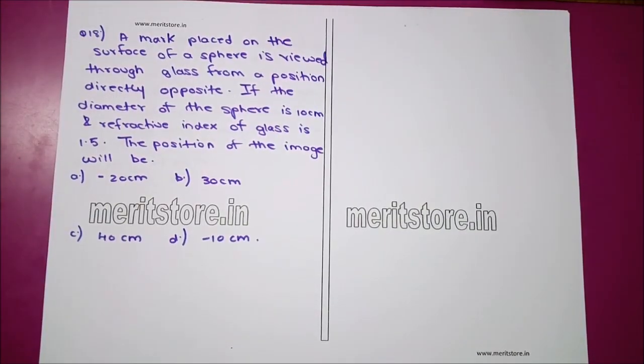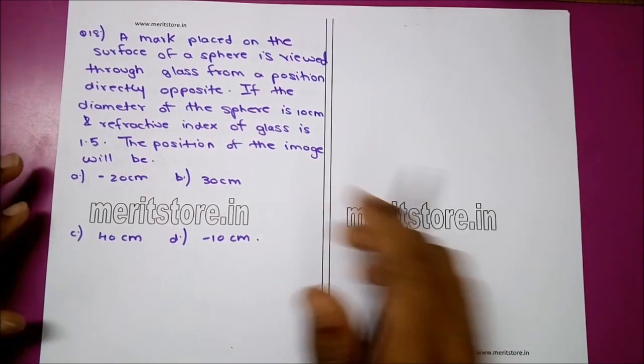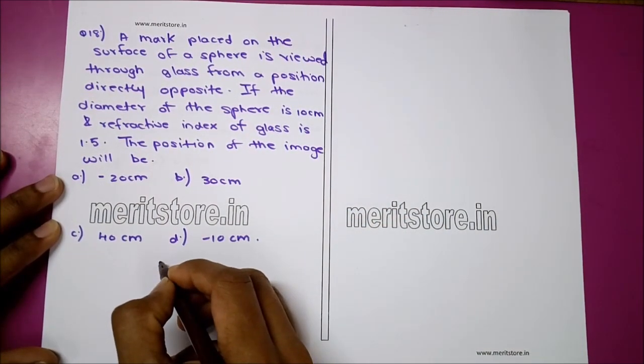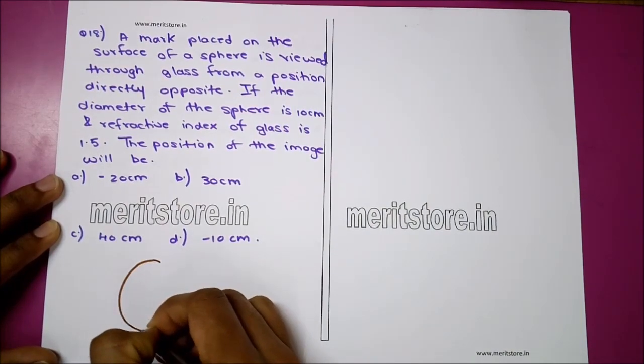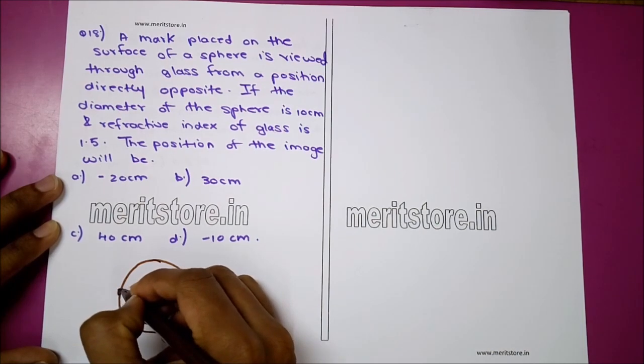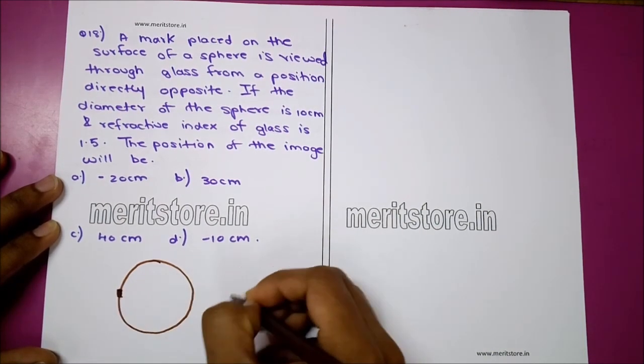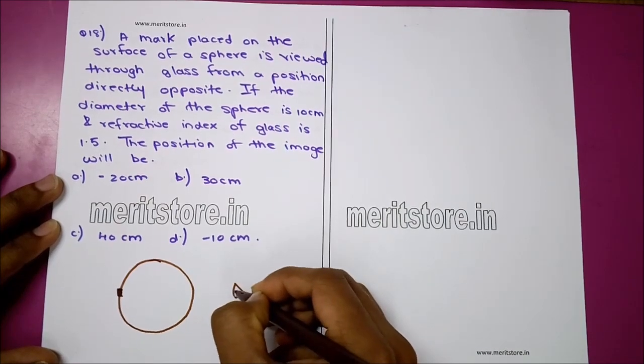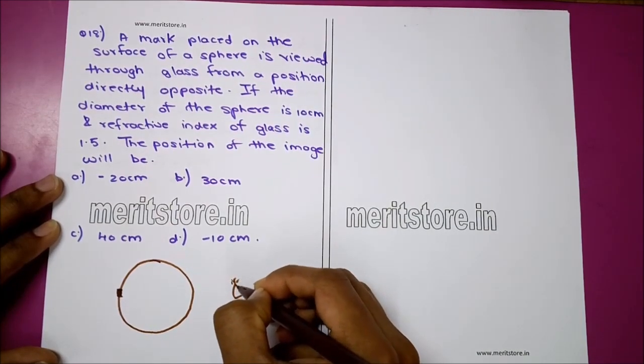A mark placed on the surface of a sphere is viewed through glass from a position directly opposite. If the diameter of the sphere is 10 cm and refractive index of glass is 1.5, the position of the image will be: the options given are minus 20 cm, 30 cm, 40 cm and minus 10 cm. Now, let us assume this is a spherical glass. On this, at this point, there is a mark, and the viewer is over here.